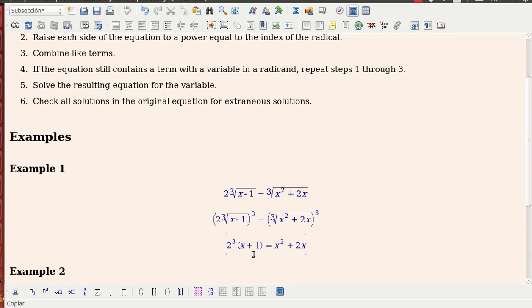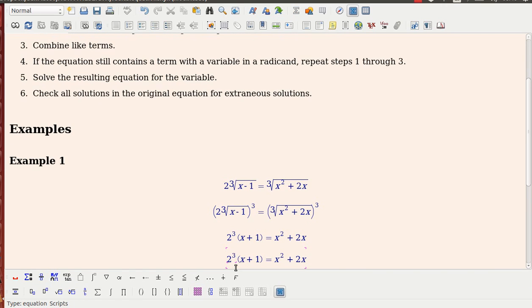Next step, we have to combine like terms. 2 to the third power is 8. If I apply the distributive property, 8 times x is 8x, 8 times 1 is 8. So it is 8x minus 8. Let me correct the negative sign. 8x minus 8 equals x squared plus 2x.